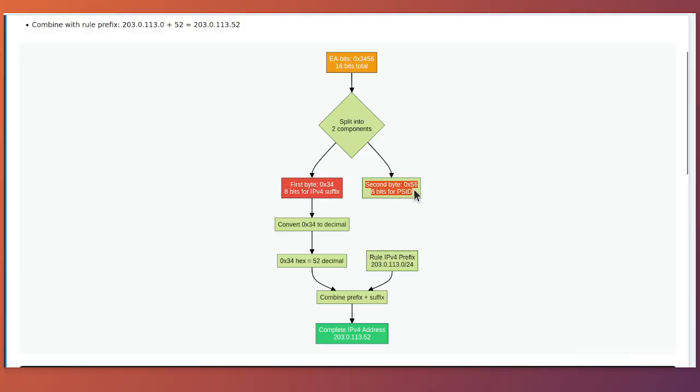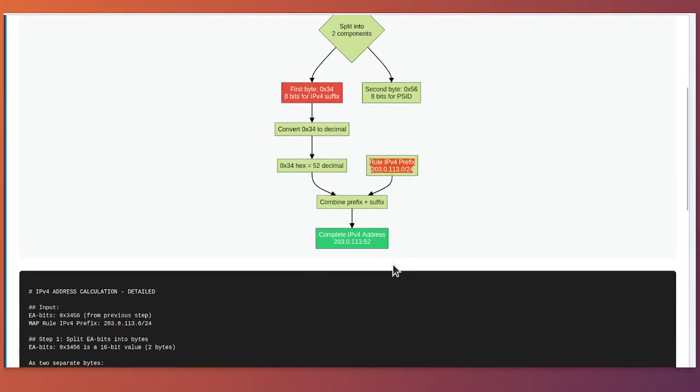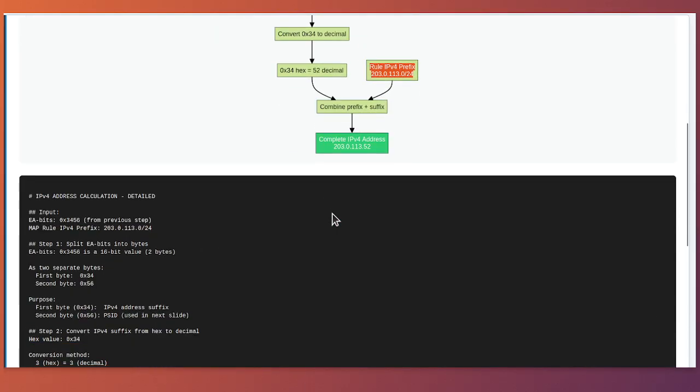Let's focus on the IPv4 suffix first. We have 0x34 in hexadecimal. To use this in an IPv4 address, we need to convert it to decimal. The hexadecimal value 0x34 means 3 times 16 plus 4, which equals 48 plus 4, which equals 52 in decimal. So our IPv4 suffix value is 52.